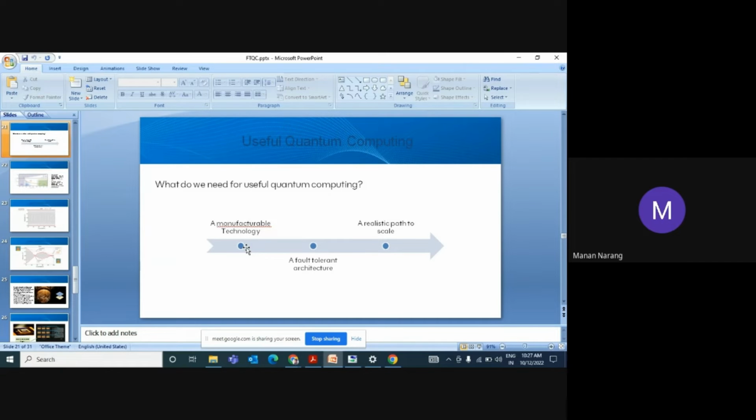So what do we actually need for useful quantum computing? Firstly, it should be a manufacturable technology. Secondly, a fault tolerant architecture, and thirdly, it should be a realistic path to scale.